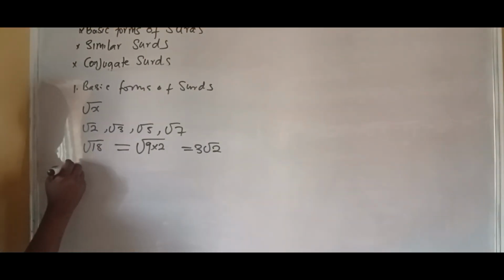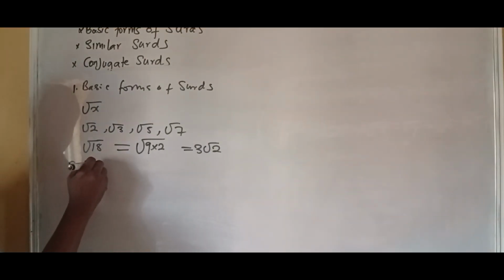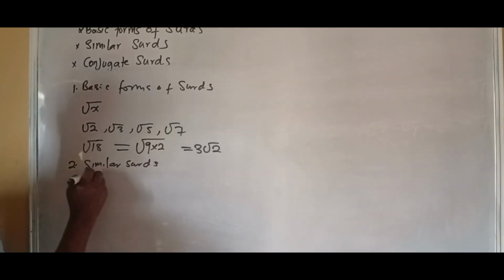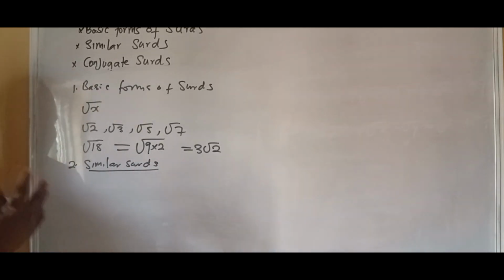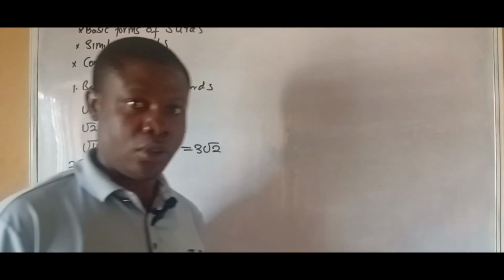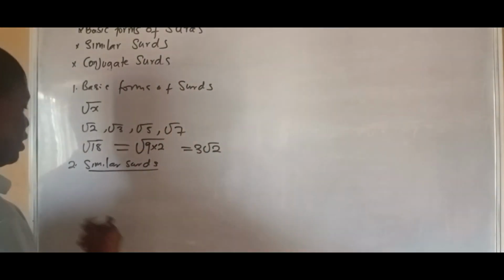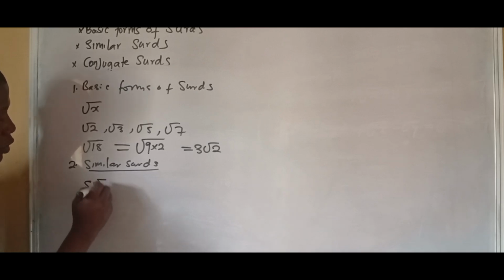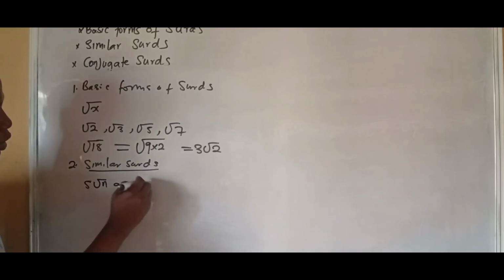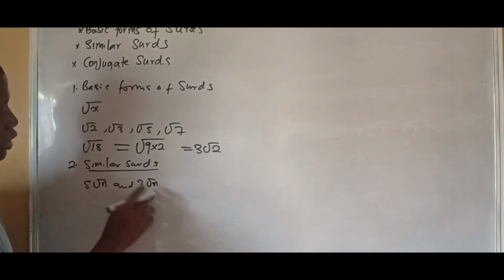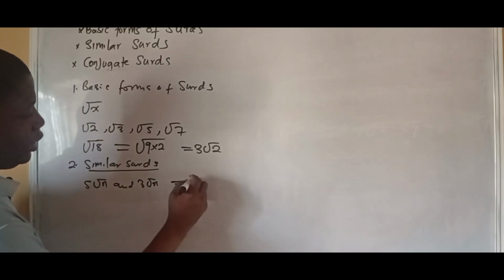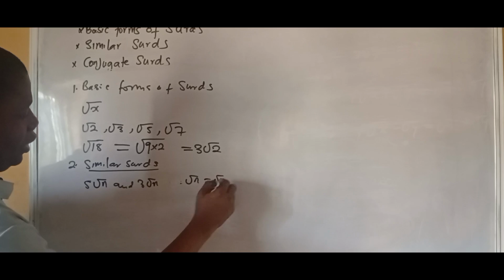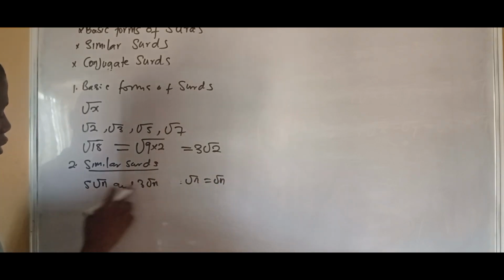That's similar surd, which is the second one. Two surds are said to be similar if their irrational parts are the same. For instance, if you have 5 root n and 3 root n, these two surds are similar because root n is equal to root n. Their irrational parts are the same.